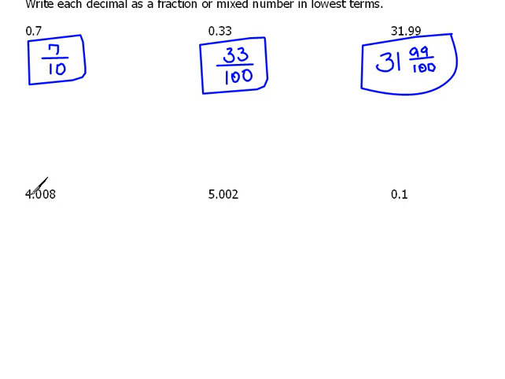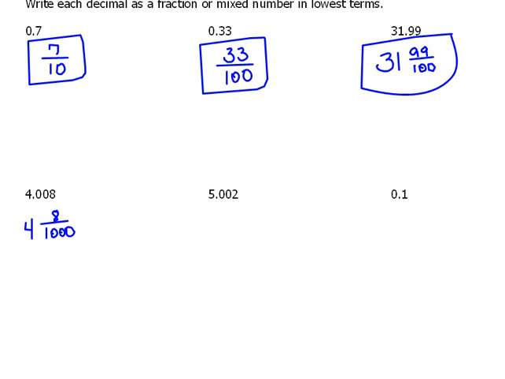Okay, let's do this next one here. This next one says 4.008. So again, we have a whole number part, which is 4, and then we have 8. And what position is that in? That's in the tenths, hundredths, thousandths. So this is 4 and 8 over 1,000. Now this is not fully simplified. We should be able to simplify it more.